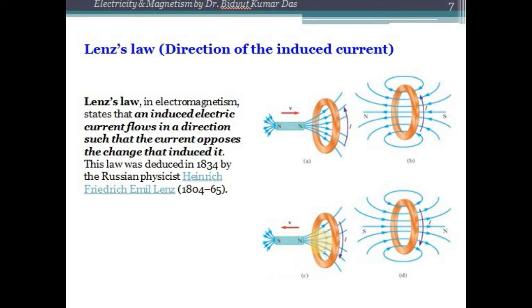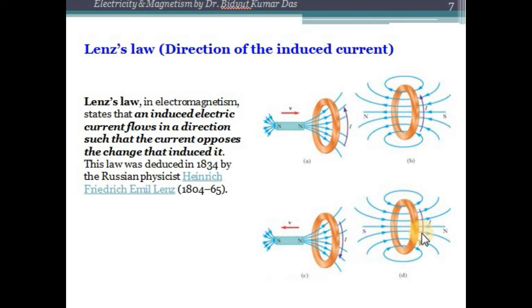Now suppose in the second case you are moving this bar magnet away from this conducting loop. According to Lenz's law, when you move the bar magnet away from the conducting loop, the direction of the current is such that the magnetic field produced due to this induced current will oppose the motion of this bar magnet, or the change of magnetic flux passing through the conducting coil.